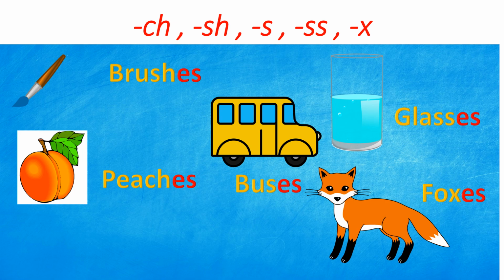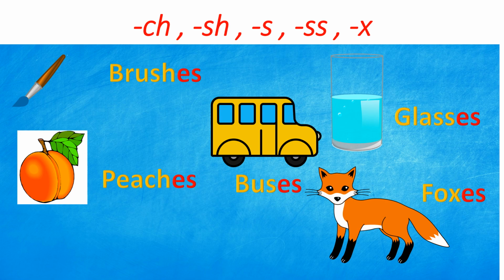Okay, let's see. Here the first word is brush. How does the word end? The word ends with sh. So when a word ends with sh and you make the plural, you add es to the noun. Then it becomes brushes. You can see I have written the es in red color. So in place of s, you have added es.